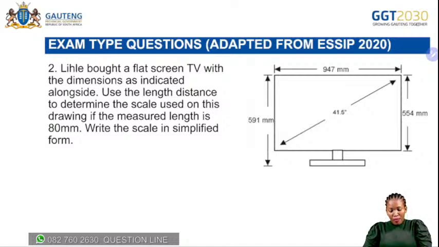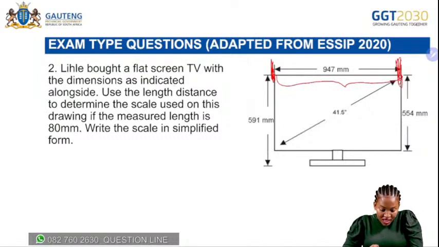Now, Lihle bought a flat screen TV, as we have seen on the picture here. And then the dimensions are also indicated on the TV. Use the length distance. Guys, remember, when you do your measurements, the length is always the longer side. So in this case, this is our length from that point to the other. So here, this is our length.